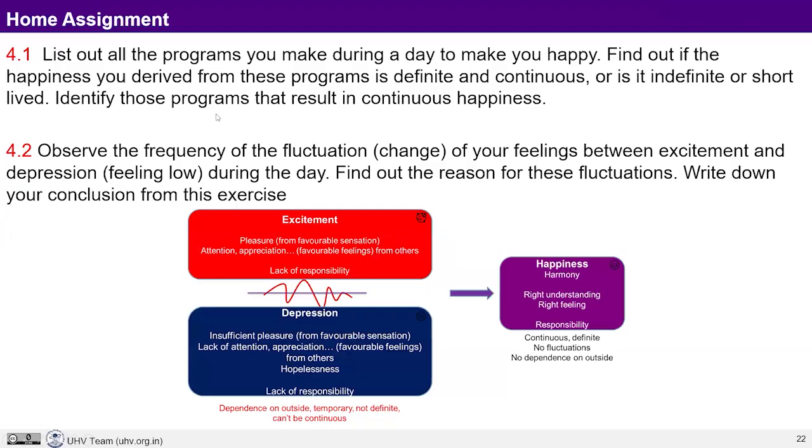So list out all the programs you make during a day to make you happy. Find out if the happiness you derive from these programs is definite and continuous, or is it indefinite or short-lived. Identify those programs that result in continuous happiness. And then one can observe the frequency of fluctuation.